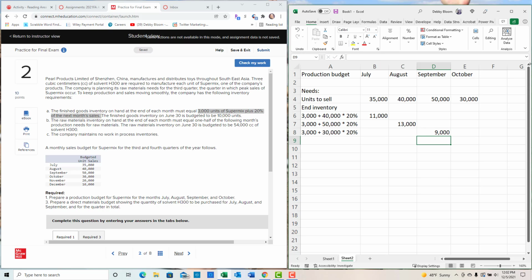And then finally, we need to calculate October's ending inventory. And to calculate October's ending inventory, we need November's sales. Given in the problem, I've highlighted it on the left in the chart, November sales of 20,000 units. So 3,000 plus 20,000 multiplied by 20%. So 20,000 times 20% is 4,000 plus 3,000 should equal 7,000.